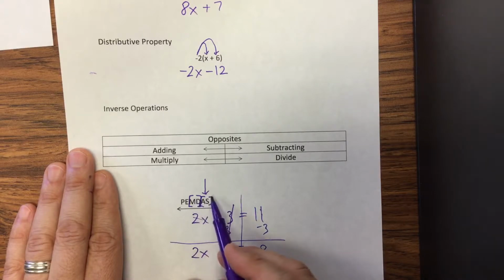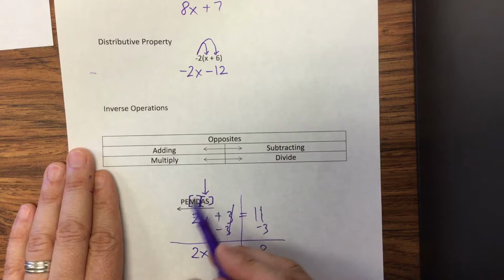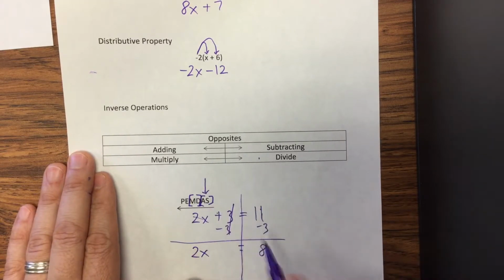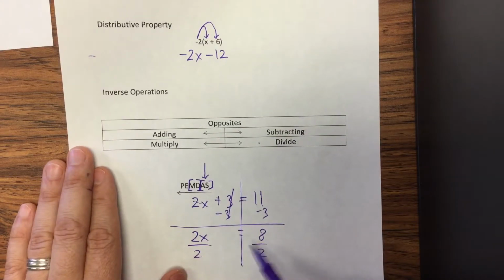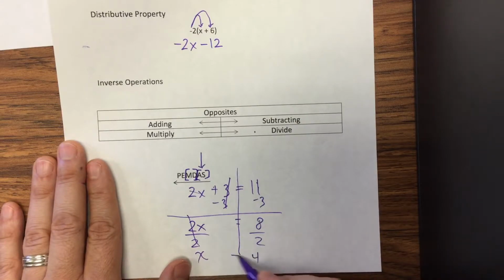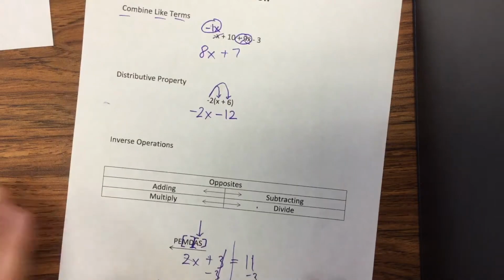I'm multiplying by 2, so I'm going backwards with my PEMDAS. I'm to this step, which happens to be my last step. The opposite of multiplying is dividing, so I divide both sides by 2. I want to note that a fraction bar in algebra is just division. So 2 divided by 2 goes to 1, or just 1x, or x. 8 divided by 2 is 4. So x equals 4.